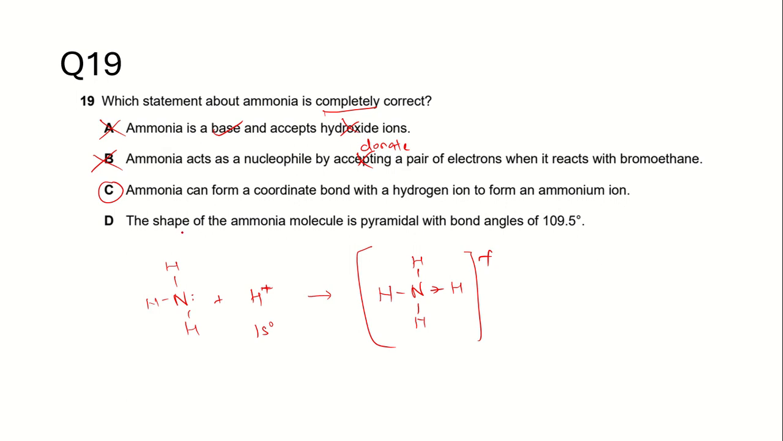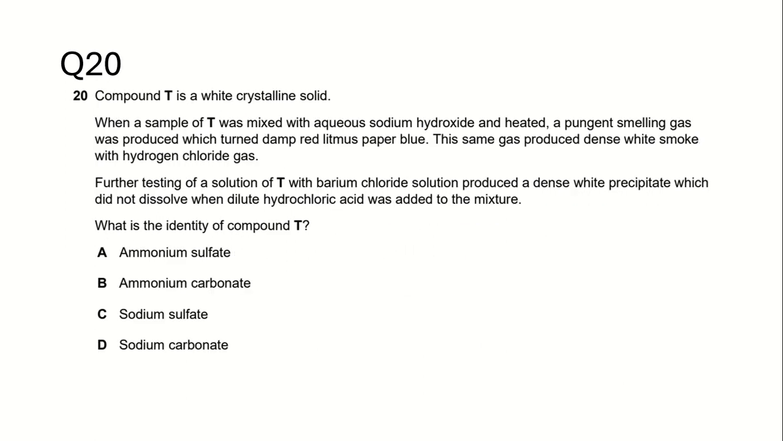D, the shape of the ammonia molecule is pyramidal. Pyramidal is correct. Bond angle 109.5. Okay, bond angle is not correct. This bond angle should be 107 degrees. So the only completely correct one is C in question 19.